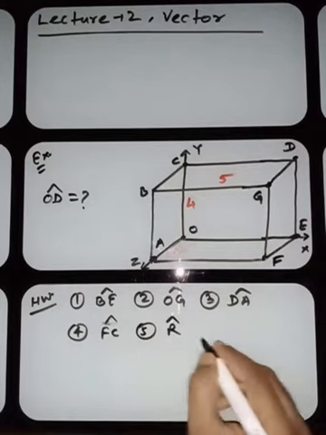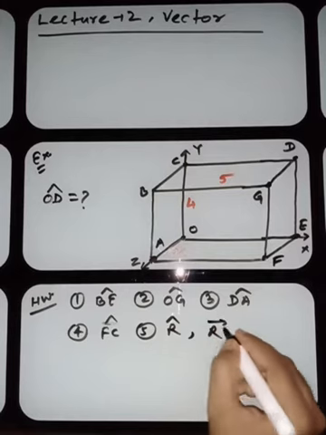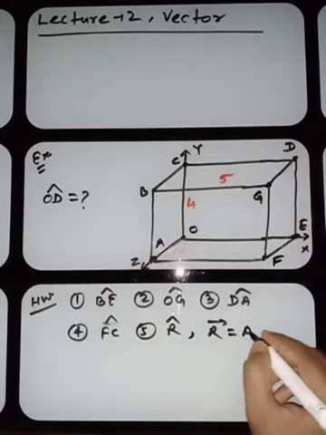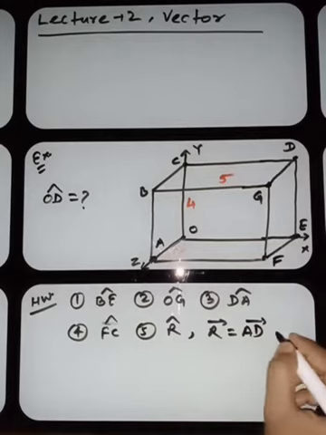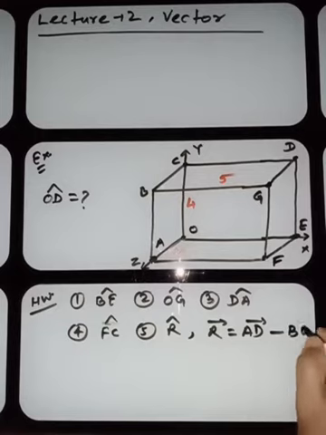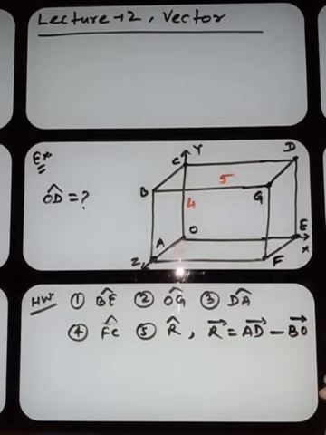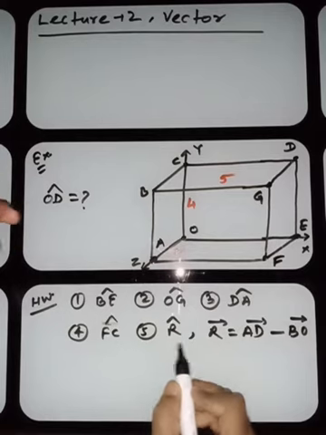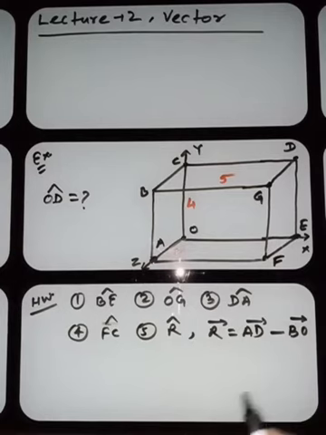If R is AD minus BO, you have to find the unit vector of R if R is this one. All right, so this is all about this particular topic, my dear students.